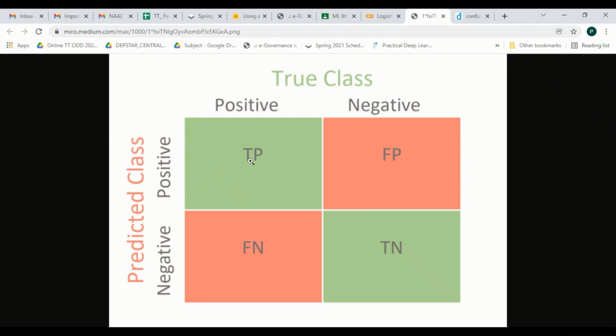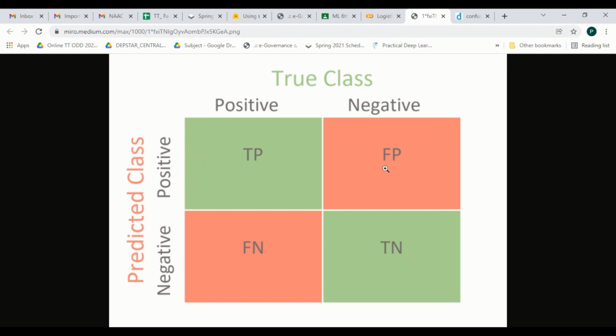So now that means they are actually positive and actually negative. Right. So this true positive, what does this true positive mean? True positive means that we predicted positive and it is actually positive. So that is true positive. What does true negative mean? It is actually negative and we also predicted negative. Okay. That is what you mean by true negative.